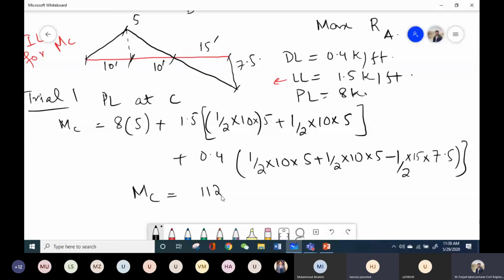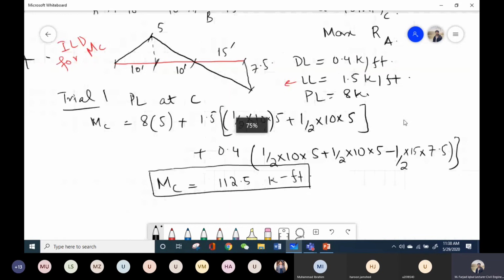112.5 fits. So this is the maximum value, and in this case there is no other scenario in which we can place these two loads to get the maximum value. So we don't have to do another trial.